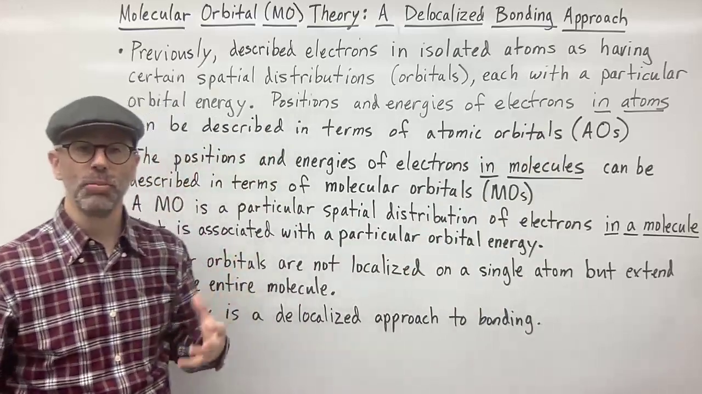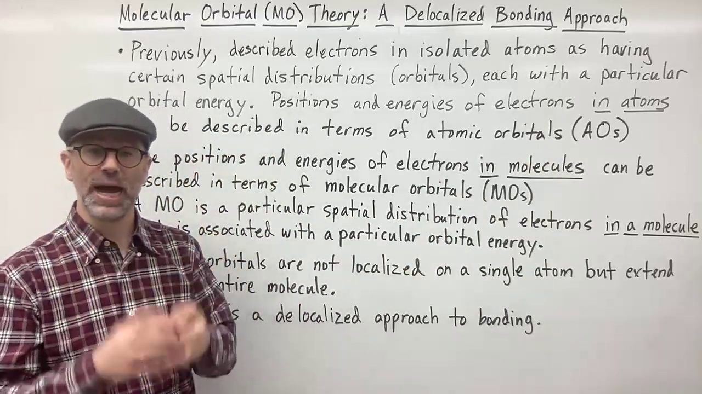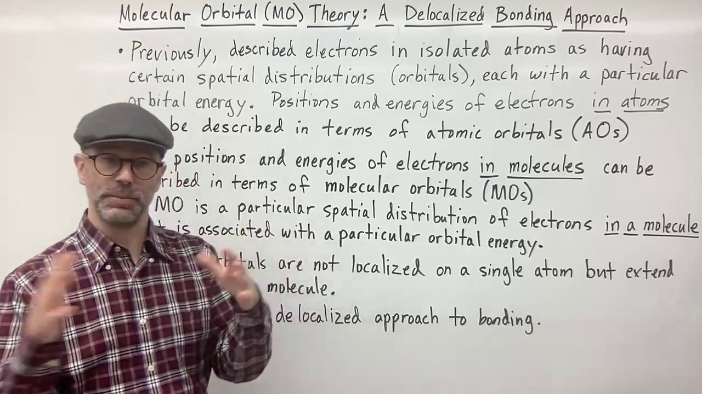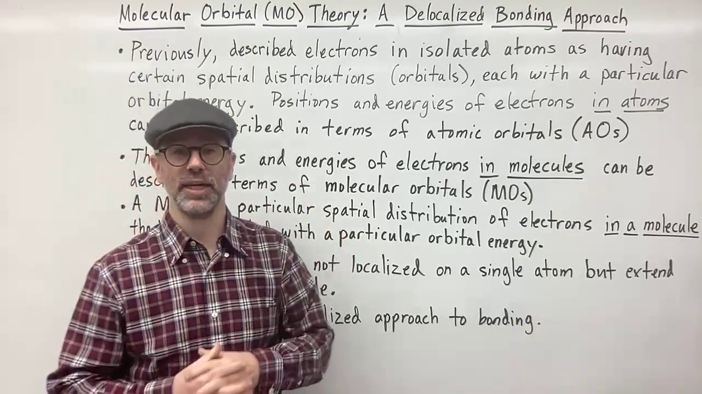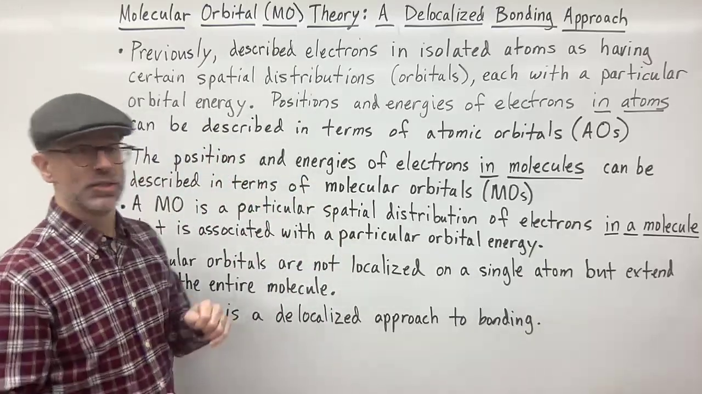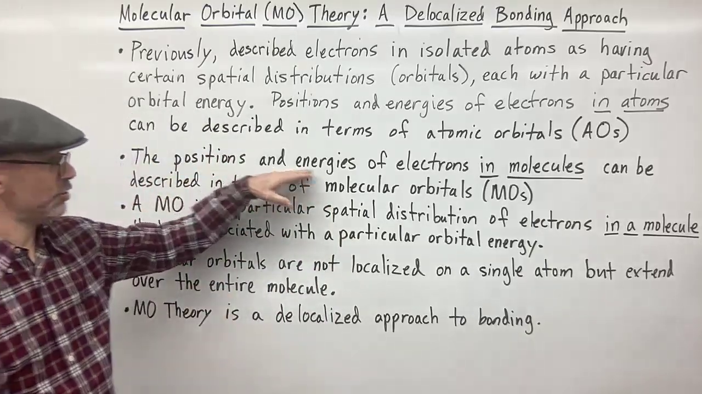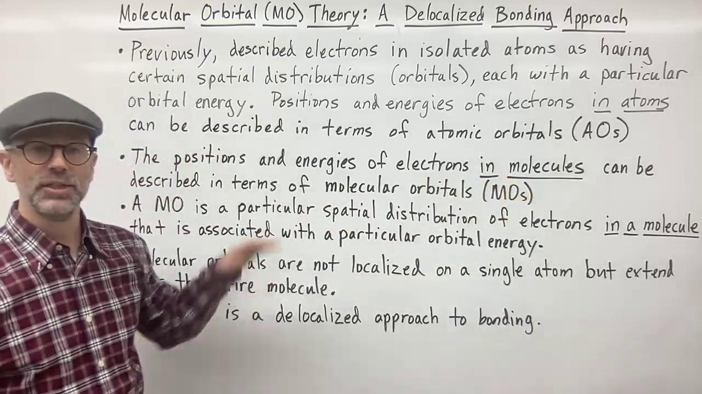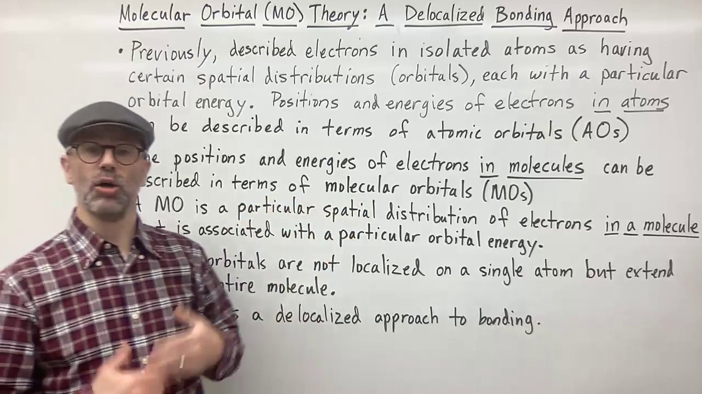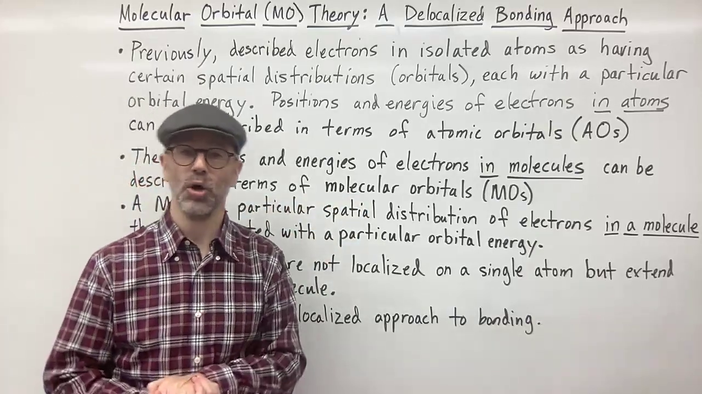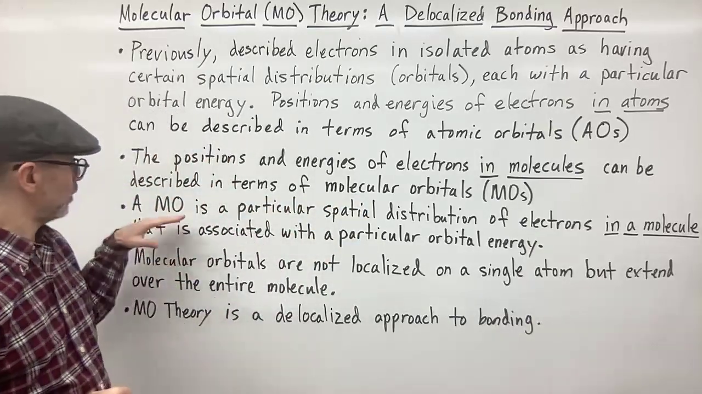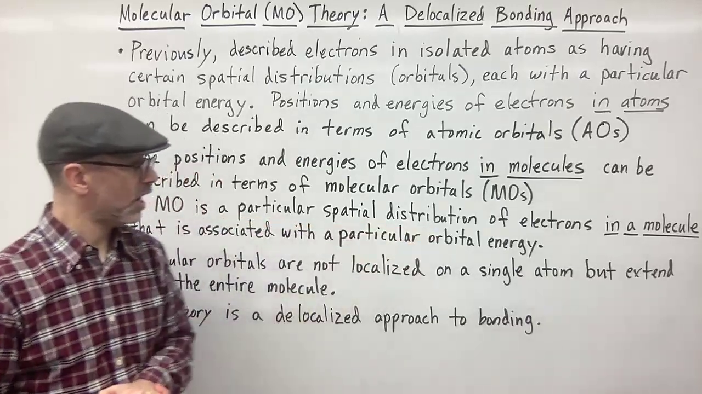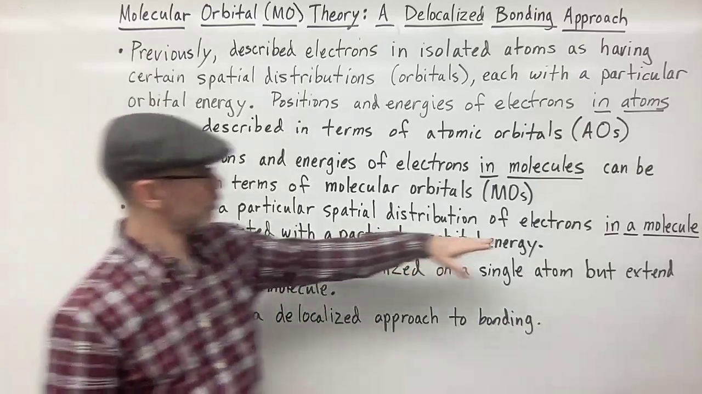So atomic orbitals belong or are localized to that particular atom, or in bonding, they're localized between the two atoms that are sharing the electrons in the bond. So the positions and energies of electrons in molecules, however, can be described in terms of what are called molecular orbitals, or MOs. So a molecular orbital is going to be a particular spatial distribution of electrons in a molecule, right?